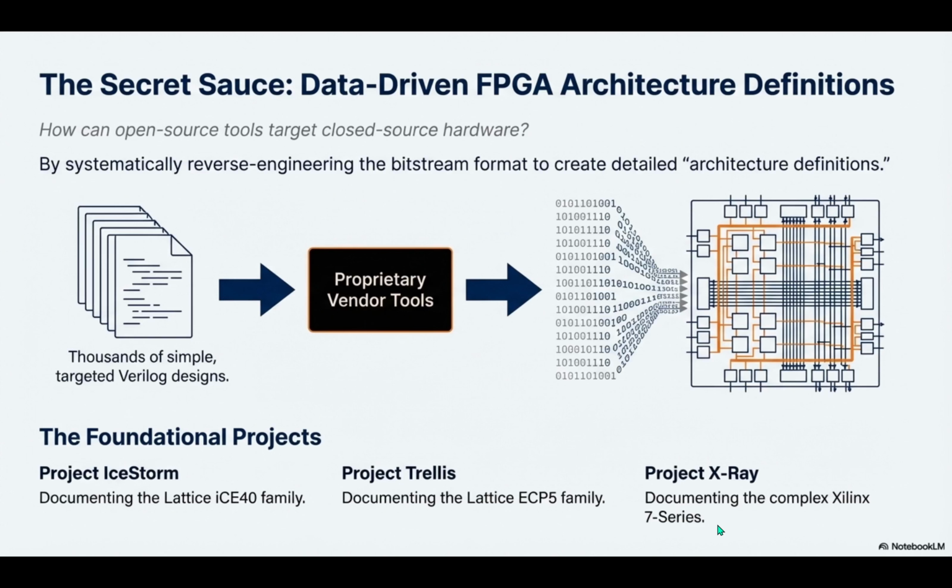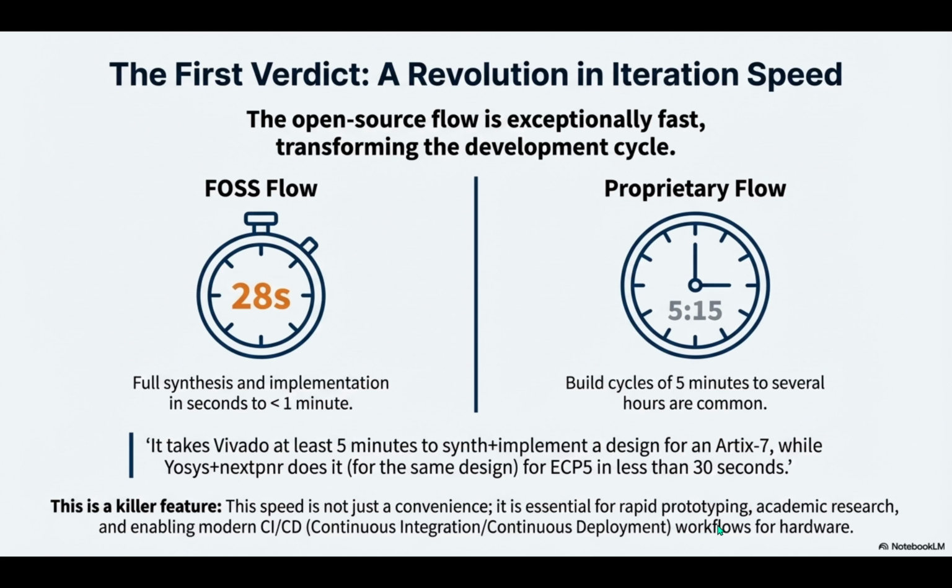Okay, the mechanism is clear now. So let's get to the first critical verdict, the trade-off. What's the single most compelling reason people are adopting this flow, and what's the price they pay for it? The killer feature, hands down, is iteration speed. The data on this is just overwhelming. The open source flow completely transforms the development cycle. Full synthesis and implementation can happen in seconds. Seconds? Yeah, we're talking benchmarks that frequently clock in under 1 minute. The sources cite an example of 28 seconds.